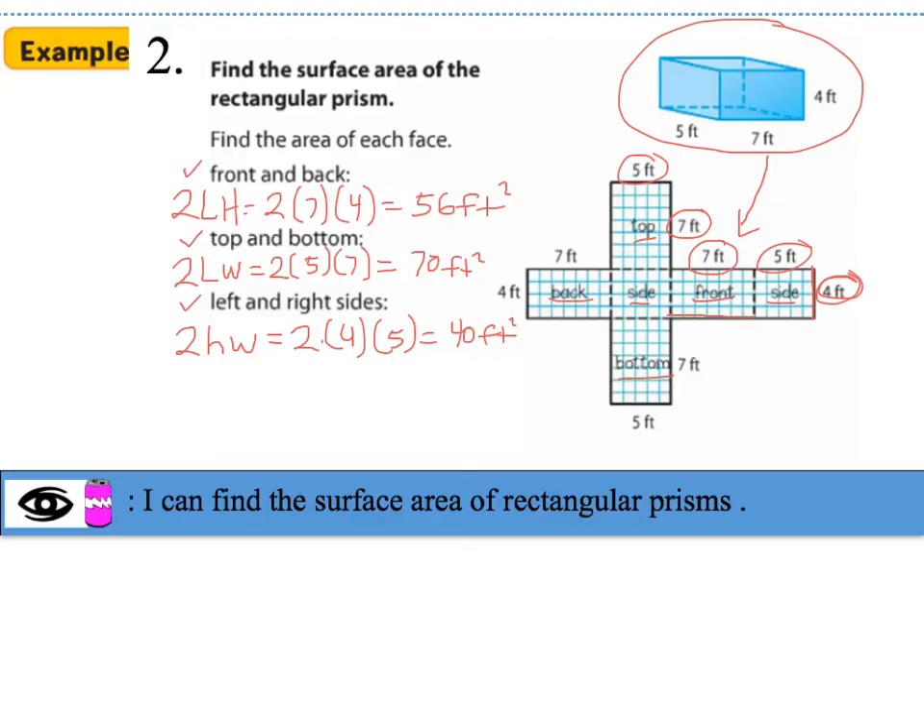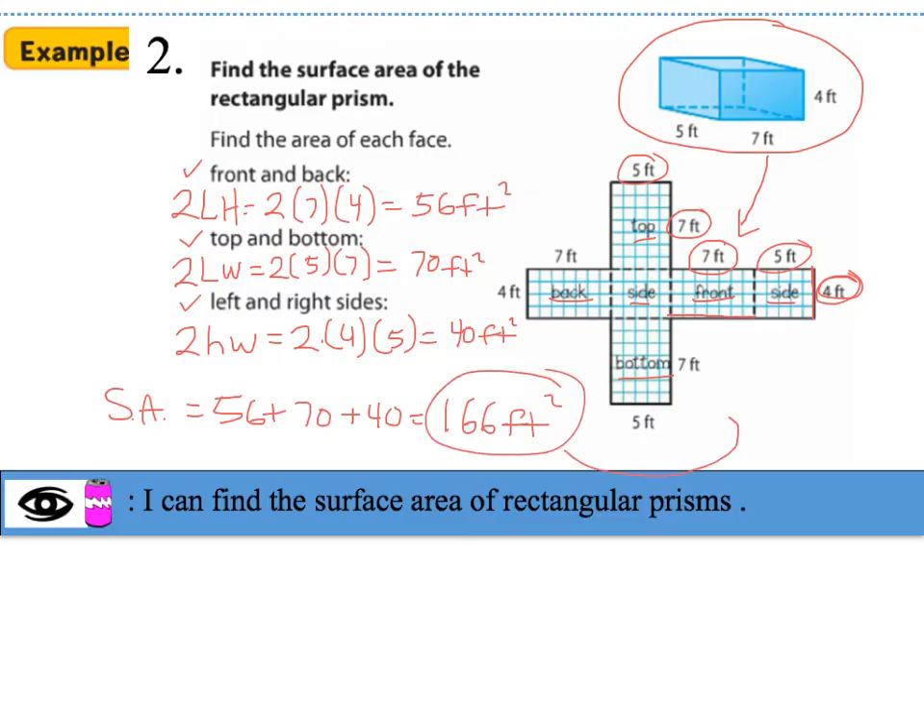So to find the surface area, what we can do is we can go ahead and add them all up. So 56 feet squared plus 70 feet squared plus 40 feet squared would equal 166 feet squared. So one way that you can think about this is if you count every single square in this net, you would get 166 squares. That is how much wrapping paper I would need to cover this box.